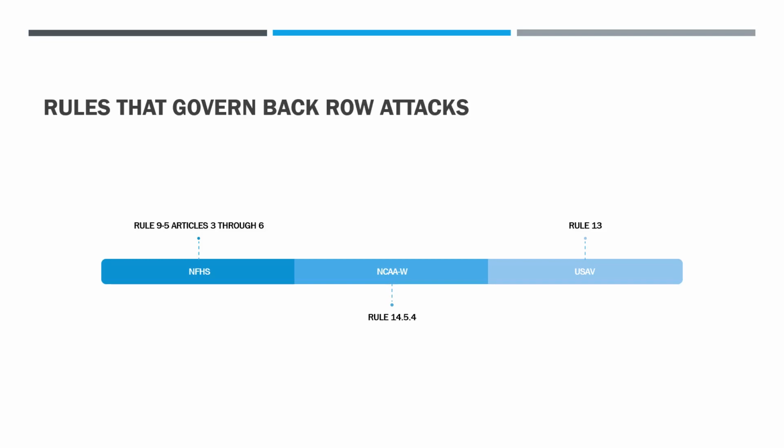This takes us into back row attacks. And here's all the rules that govern back row attacks. For National Federation High School, back row attacks are governed under Rule 9-5, Articles 3 through 6. For NCAA women, they are governed under Rule 14.5.4. And for USA Volleyball, they are governed under Rule 13.